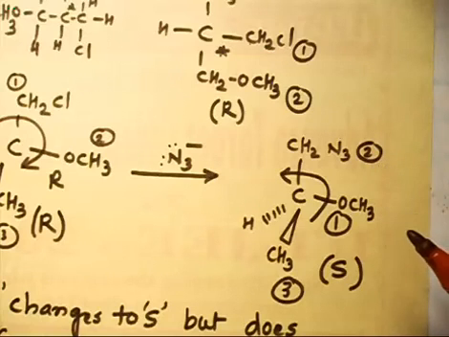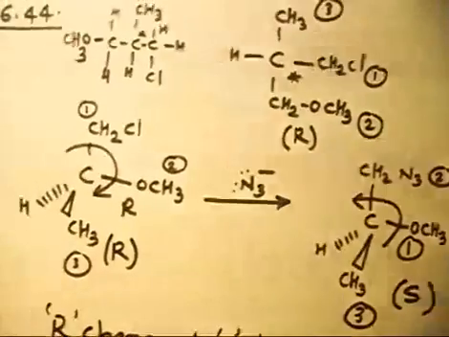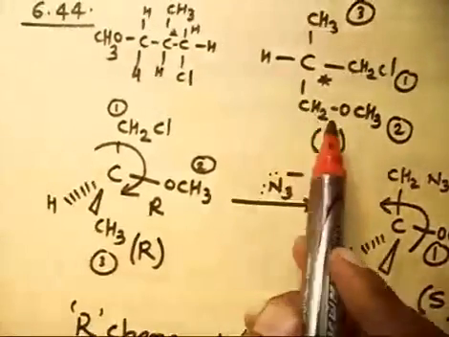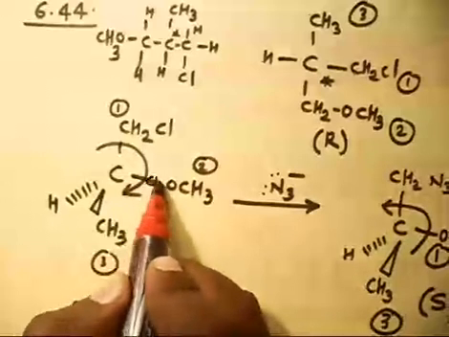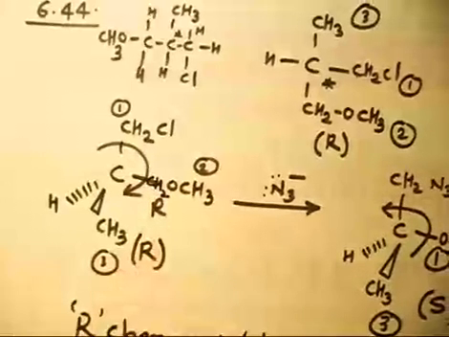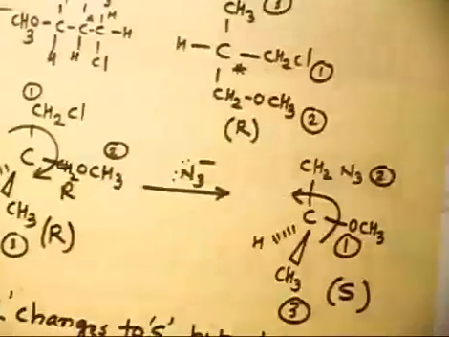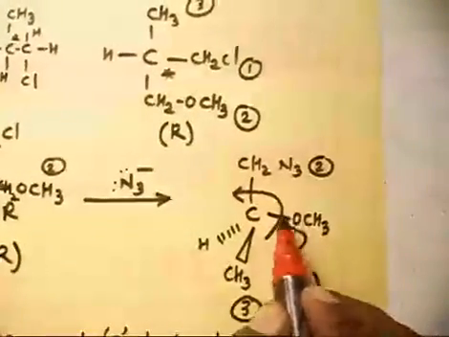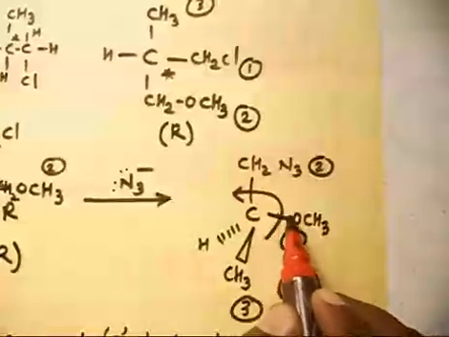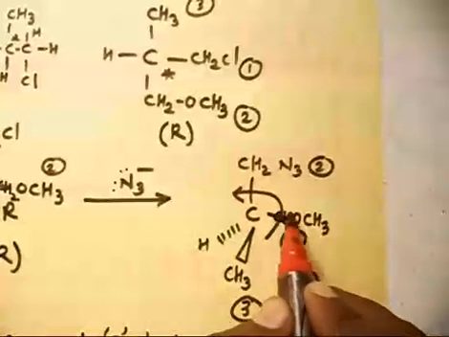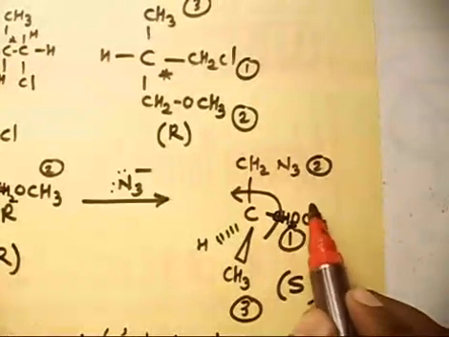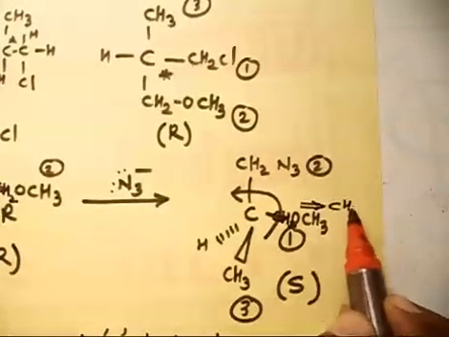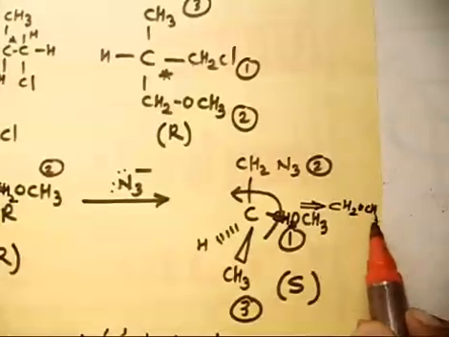And the last one, did I make a mistake? Yeah, there is a mistake. I have to add CH2OCH3. I have simply written OCH3. This is not correct. So this is CH2OCH3. Are you getting or not? Here also I have to write CH2OCH3. So this is my CH2OCH3. Are you getting or not?